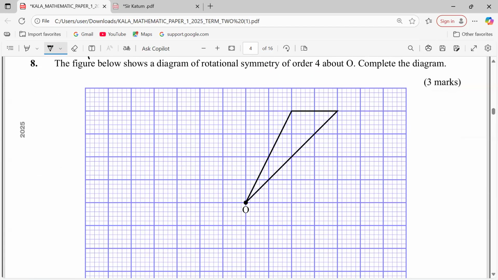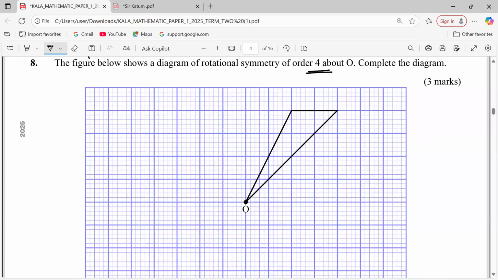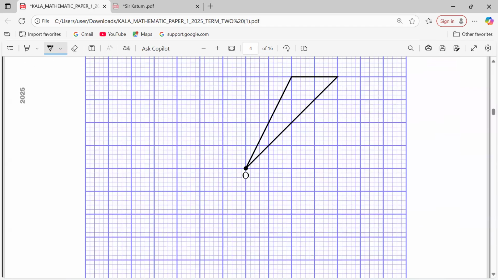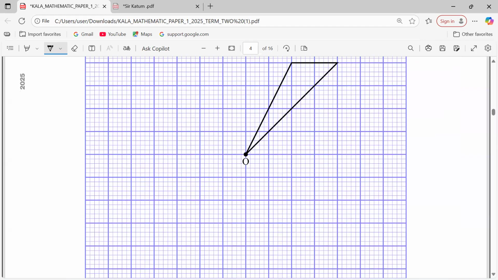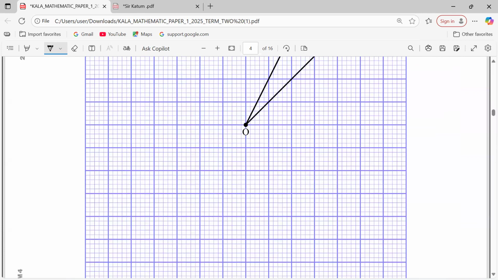Now proceeding to number 8. The figure below shows a diagram with rotational symmetry of order 4 about point O shown. Complete the diagram. If it's order 4, then before we get back again to where we are, we just need 3 other shapes, so that in total they are 4. So we need now to measure an angle.